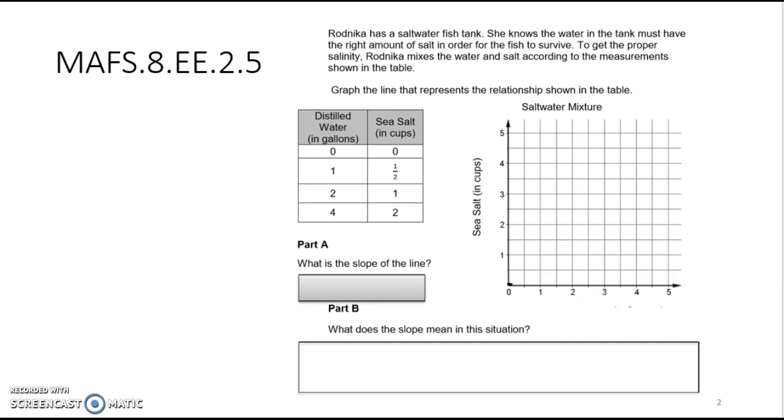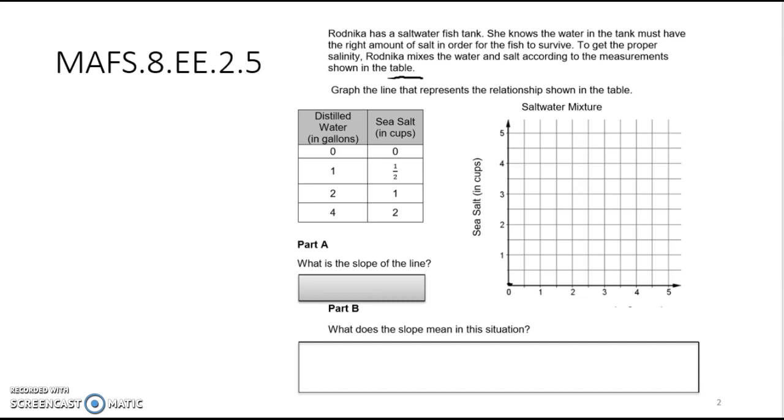So this first question, Ronika has a saltwater fish tank. She knows the water in the tank must have the right amount of salt in order for the fish to survive. To get the proper salinity, Ronika mixes the water and salt according to the measurements shown in the table.